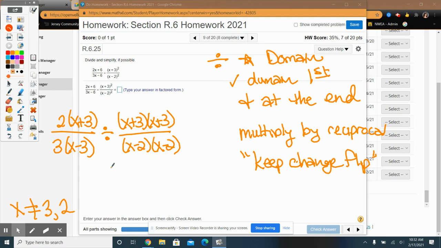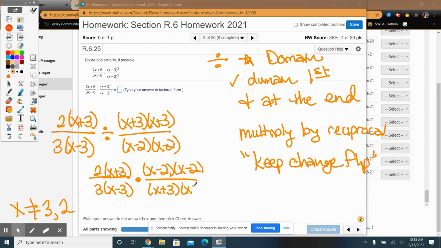But when I'm actually doing the math, I'm now going to change this problem to 2 times x plus 3 over 3 times x minus 3. So I keep that, change this to multiplying, and flip the second guy: x minus 2 over x plus 3 and x plus 3. And if you can see, now I'm going to have to add negative 3 to my list of domain things because now those guys are in the bottom. So domain is tricky on that.